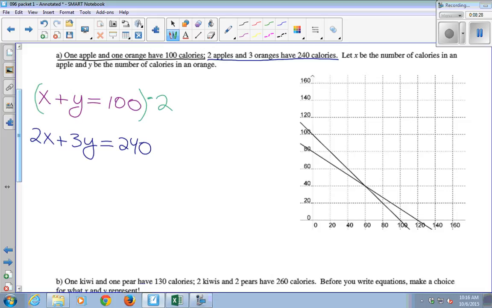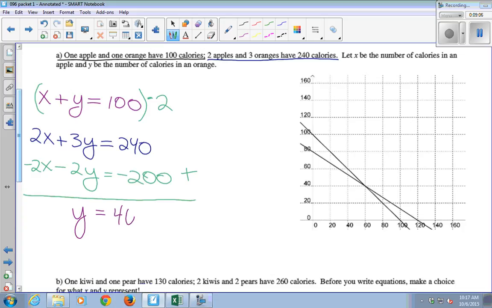So -2 times X is -2X. -2 times Y is -2Y. And -2 times 100 is -200. Now, if I add these 2 equations together, 2x plus -2x, all the x's go away. 2x plus -2x is 0 x's. There's no more x's. 3y plus -2y is y, 1y. And 240 plus -200 is 40. So I got y equals 40.